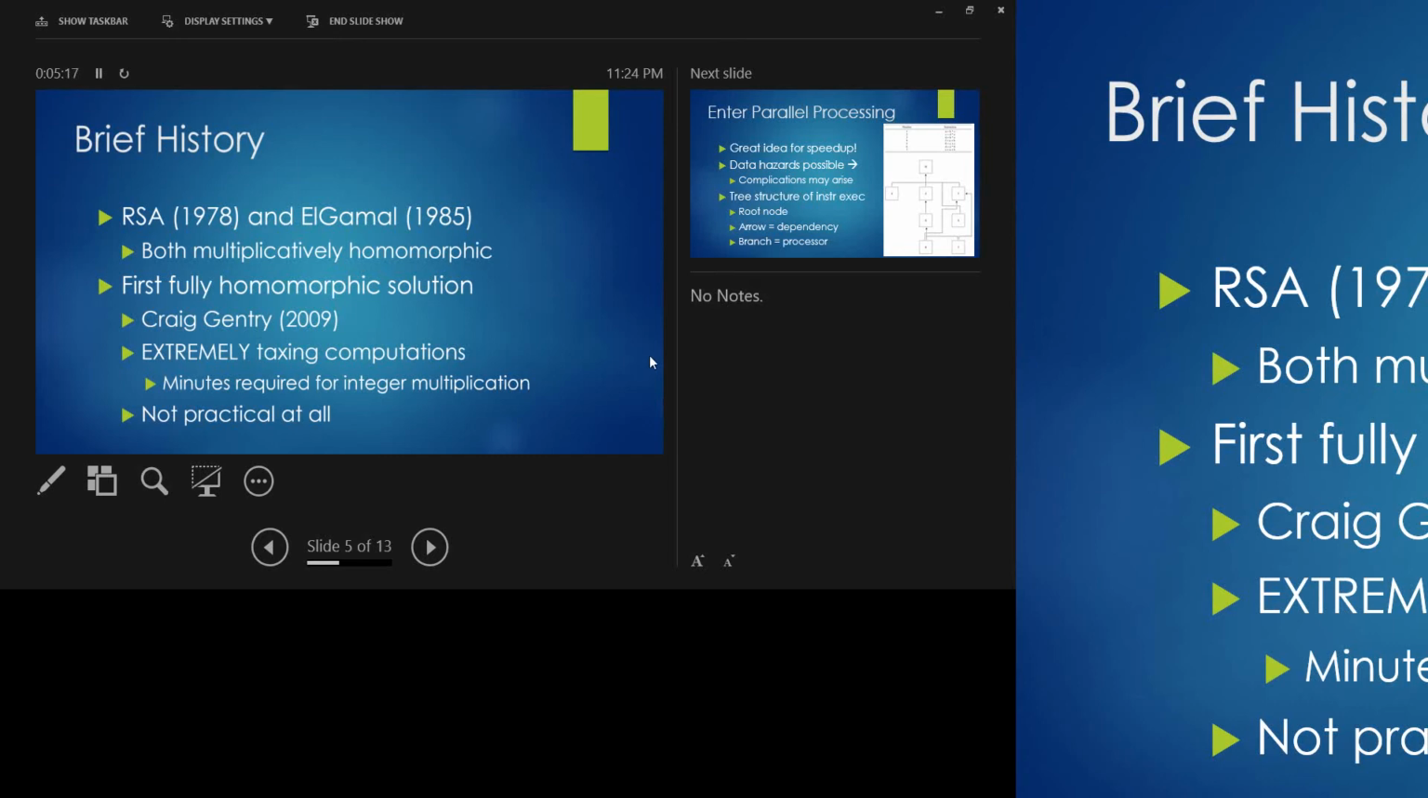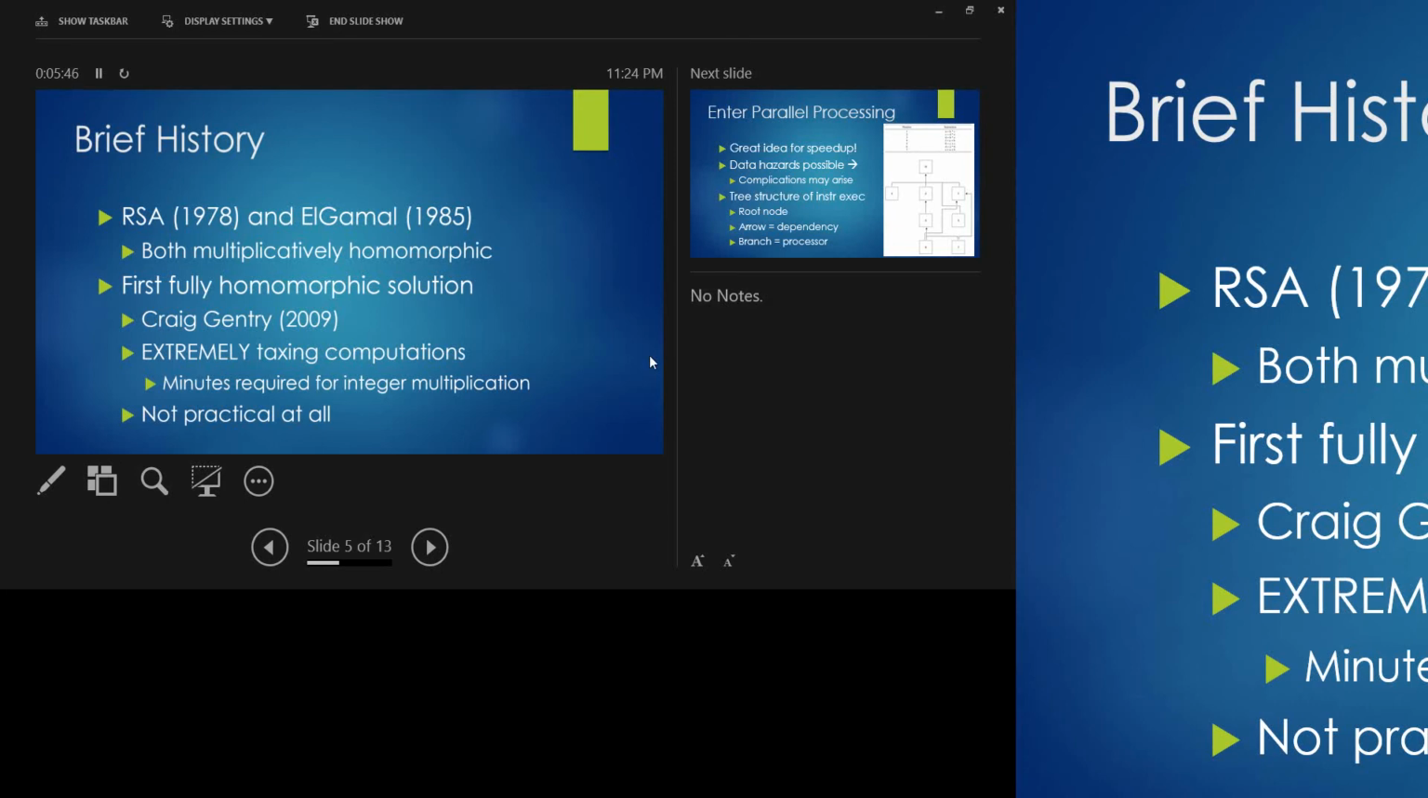The RSA algorithm came out only a couple years after the Diffie-Hellman algorithm, which is the basis of both of these. Both are multiplicatively homomorphic, not additively, only multiplicatively, and thus only partially homomorphic. The first fully homomorphic solution is due to Craig Gentry in 2009, and this was published as part of his dissertation.